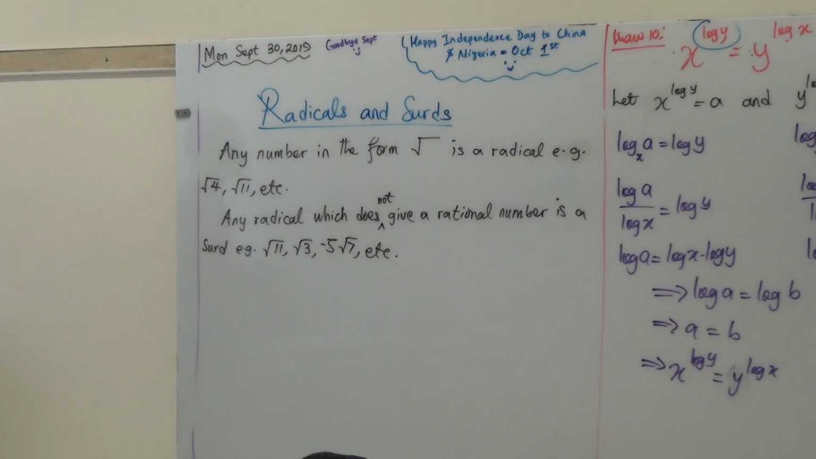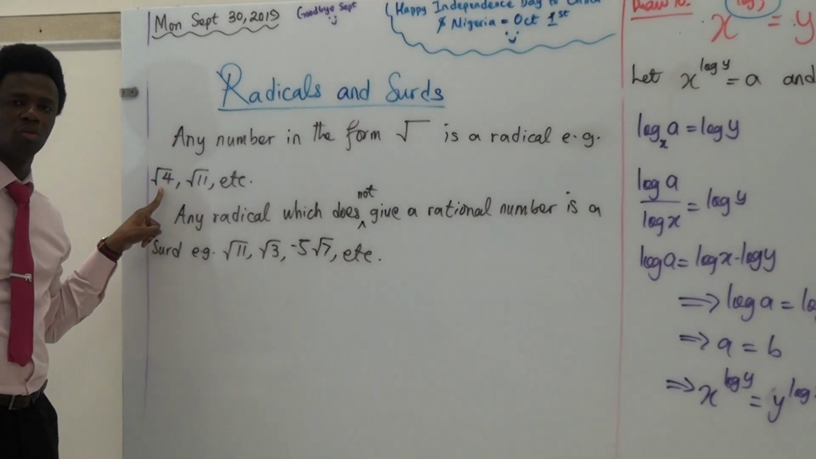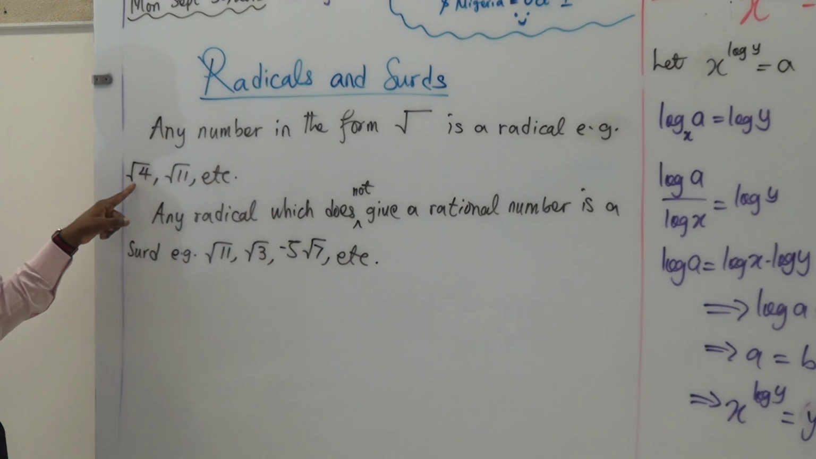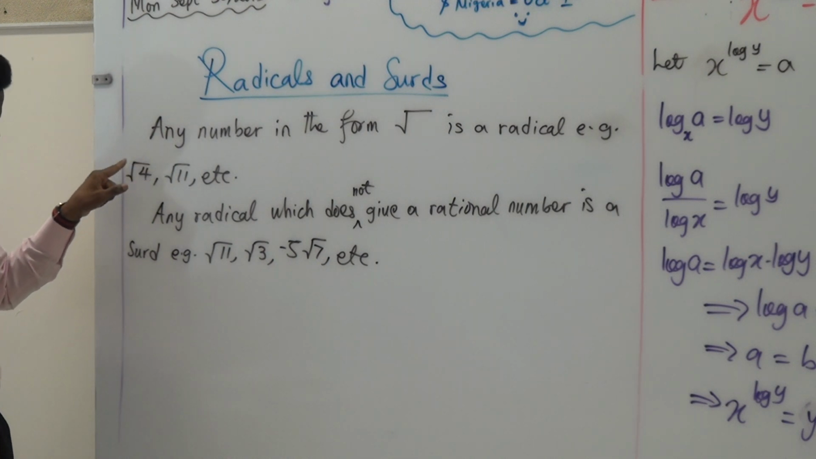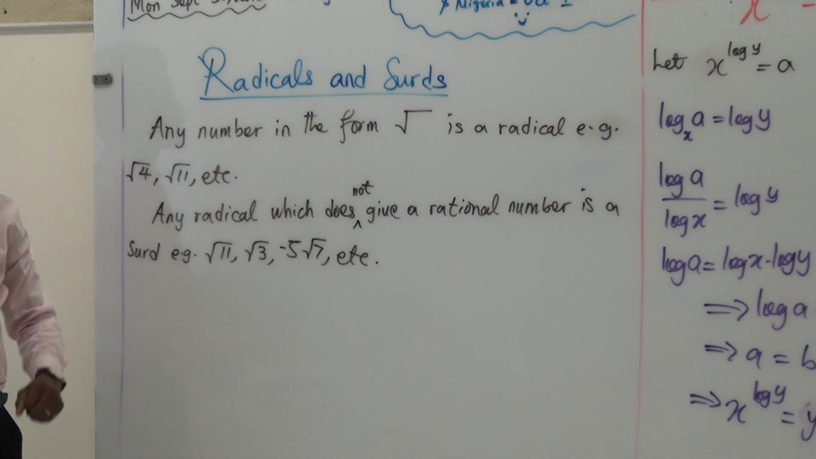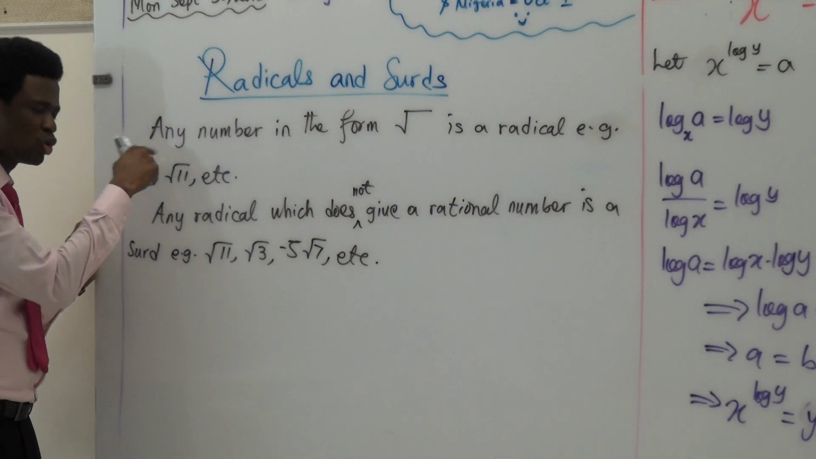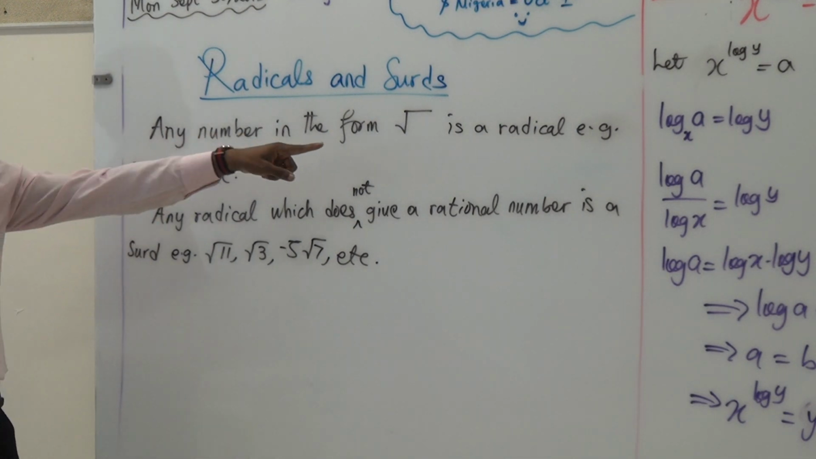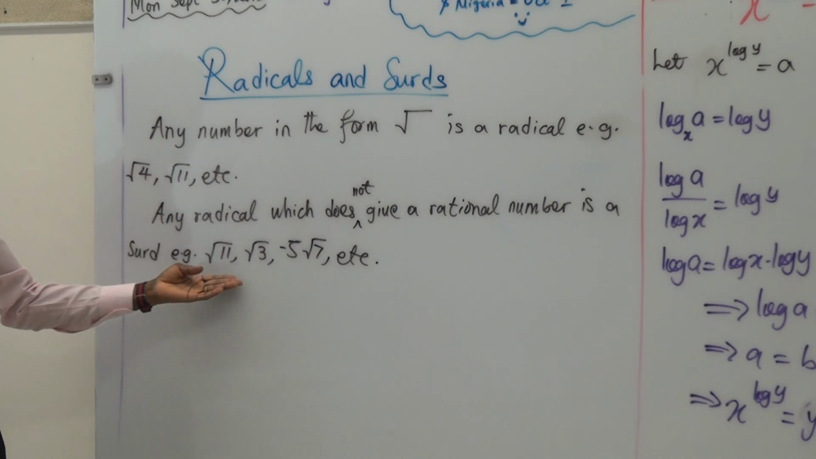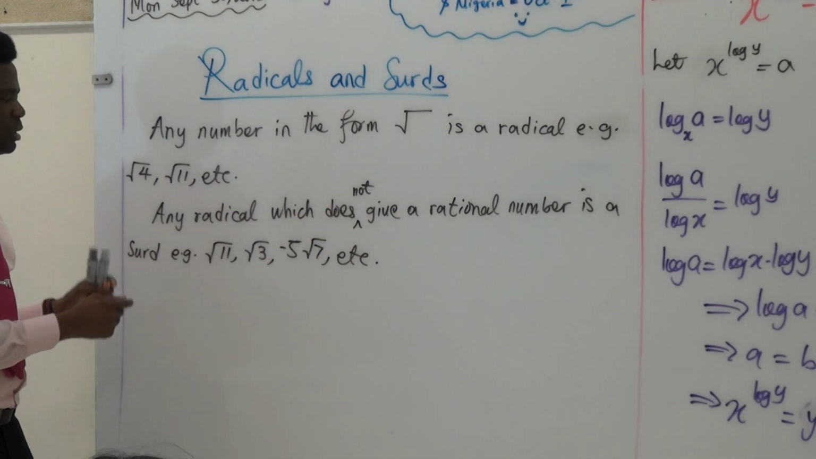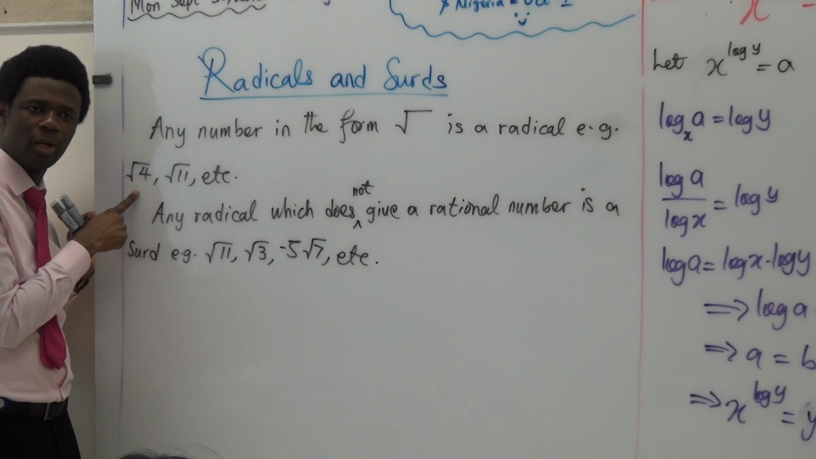Does that make sense? Root 4 is going to be 2. So 2 is not irrational. 2 is rational. This will give you an exact number. So it's not a surd. But because it's in the form of square roots, it belongs to this set of radicals. Root 11 also. Anything that has this root sign is called a radical. A surd is a radical, the one that doesn't give you a rational number. Root 4 gives you a rational number, right?